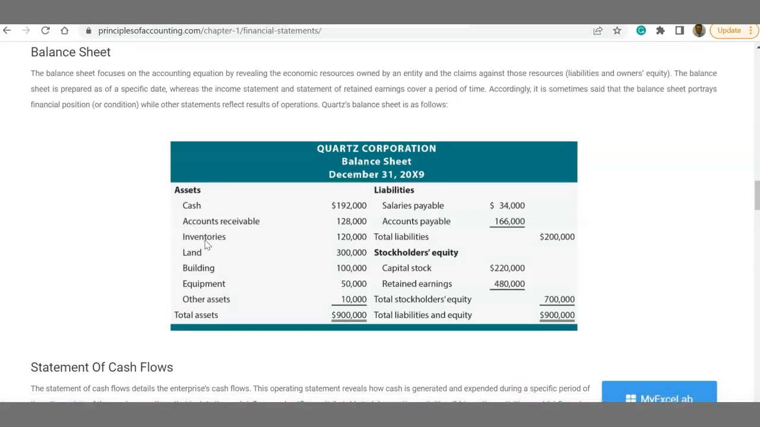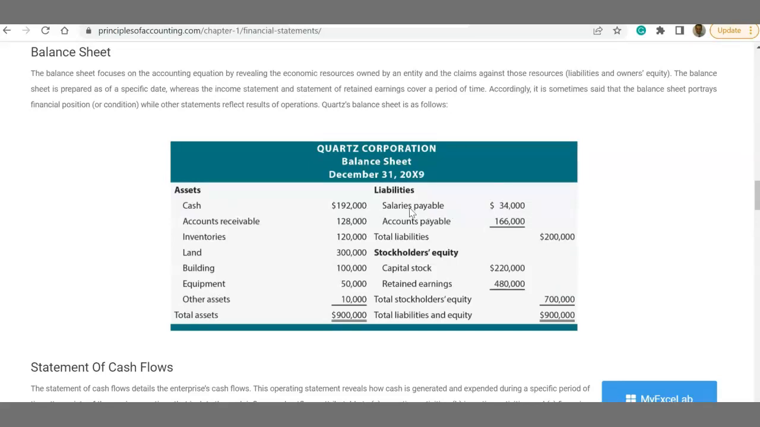Those are current assets. What is a current asset? An asset that can be converted to cash in a year or less. So those are the most liquid assets, current assets. Land, building, and equipment are fixed assets. They go next. So current assets at the top and then fixed assets at the bottom.